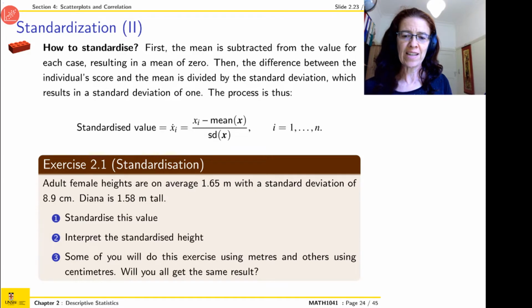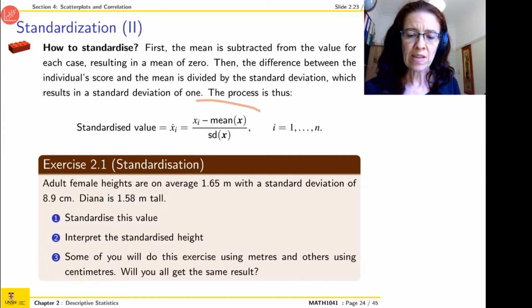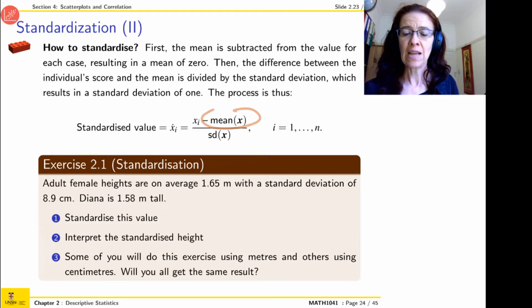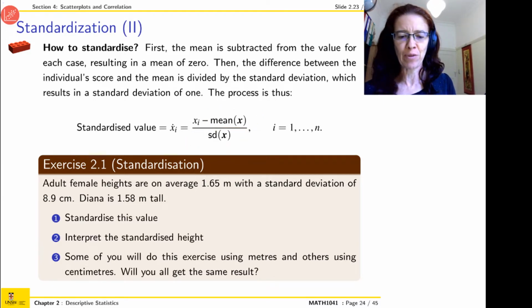So how do we standardize? Well, if you have a value and you want to standardize, first the mean is subtracted from the value, right? And this is why in the end you get a mean of 0. And then you divide that by the standard deviation. In other words, the same thing with formula. Take your value, subtract the mean, and divide by the standard deviation. Let's do it on an example.